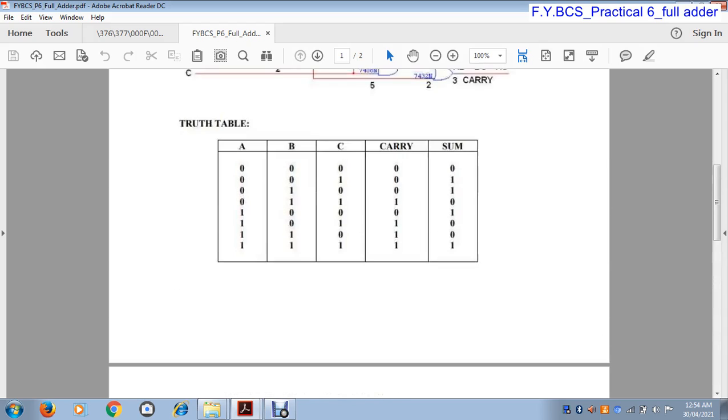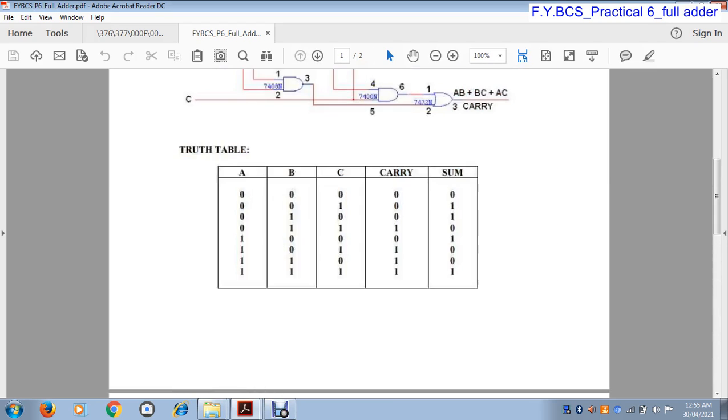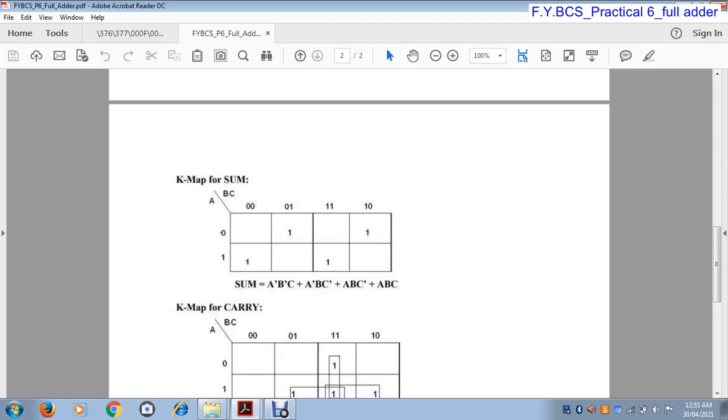Okay. Now for sum we check the conditions where we get 1. The first is A0, B0, C1. Here this is A and this is BC: B bar C bar, B bar C, B C, B C bar, and this is A bar and this is A. Okay, 0 represents bar. So sum is 1 for the condition A0, B0, C1. Therefore here we write 1.